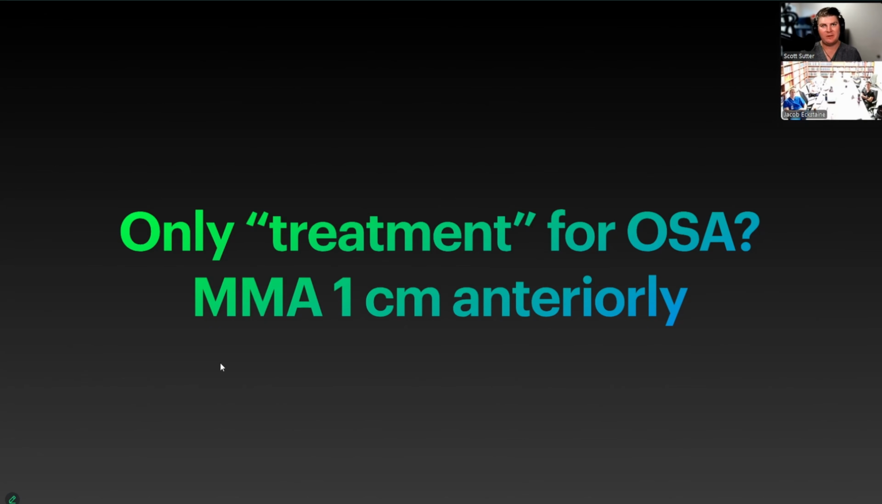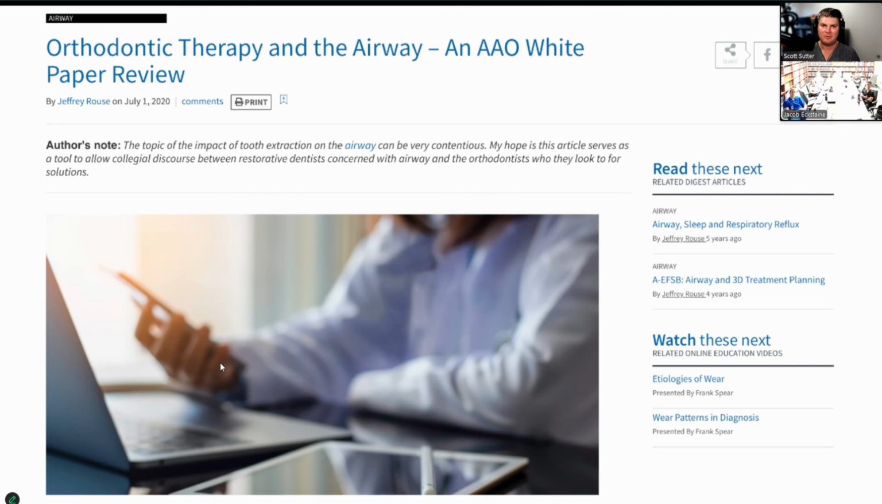You move them 1 centimeter anteriorly. That fixes 100% of OSA cases. 100%. The other one that will actually treat it is if you trach them and have it bypass the mouth altogether. But I didn't want to walk around with a permanent trach. That sounded terrible. So, like I said, there is some opposition to this.